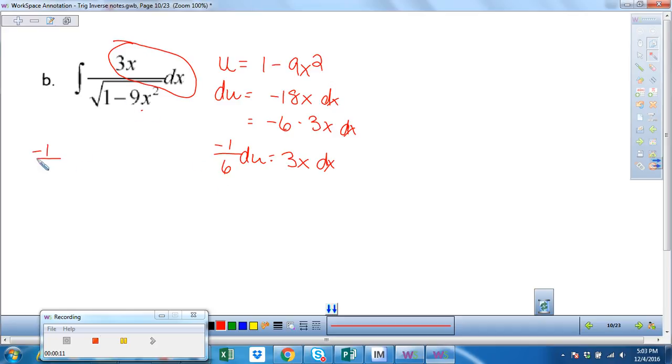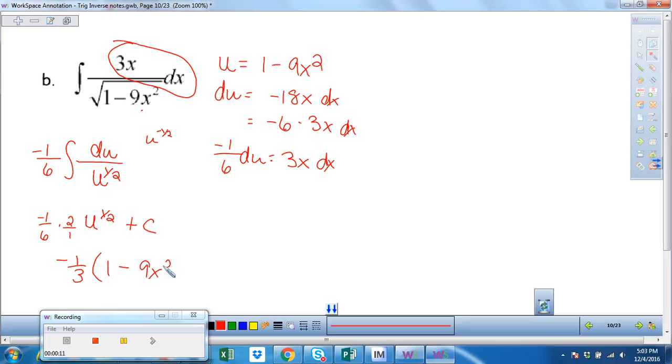So I have negative 1/6 the integral of du over u to the 1/2. And 1 over u to the 1/2 can be written as u to the negative 1/2. Doing antiderivatives on that, if I add 1, I get u to the 1/2. I need to divide by 1/2, which is the same as multiplying by 2. Let's see, so what is this? Negative 1/3 u, in this case u is 1 minus 9x squared, raised to the 1/2 power plus c.